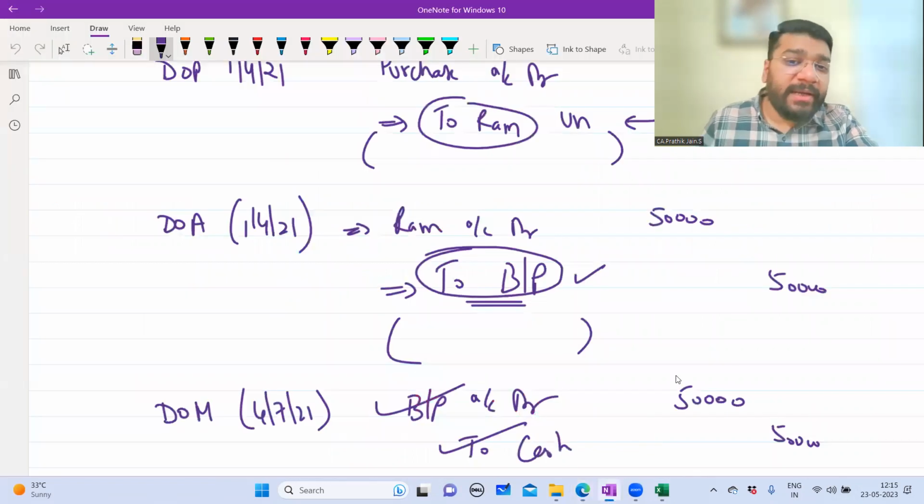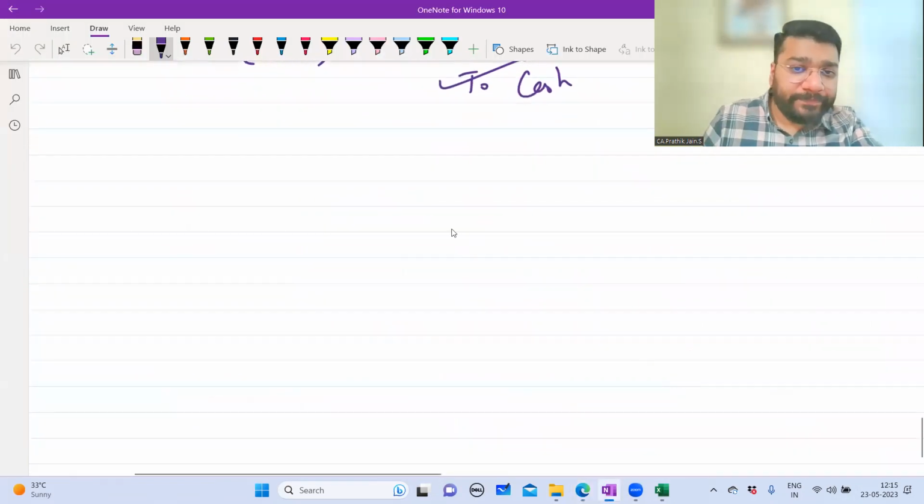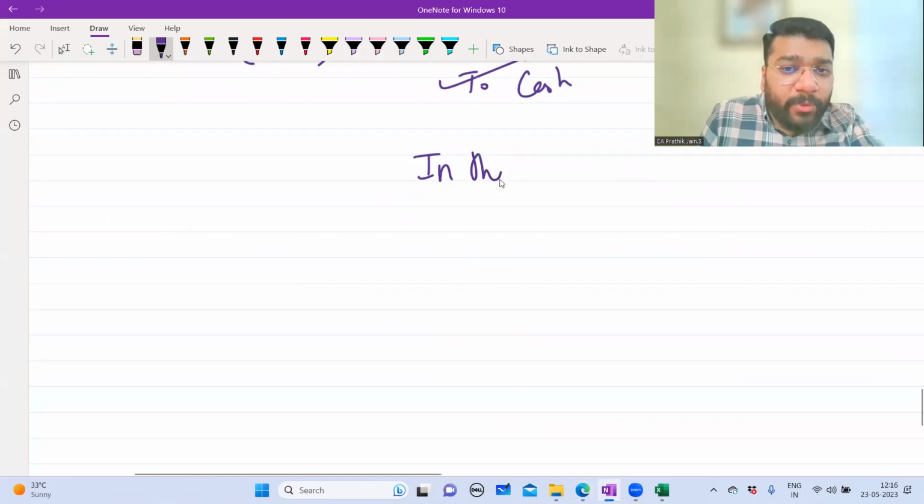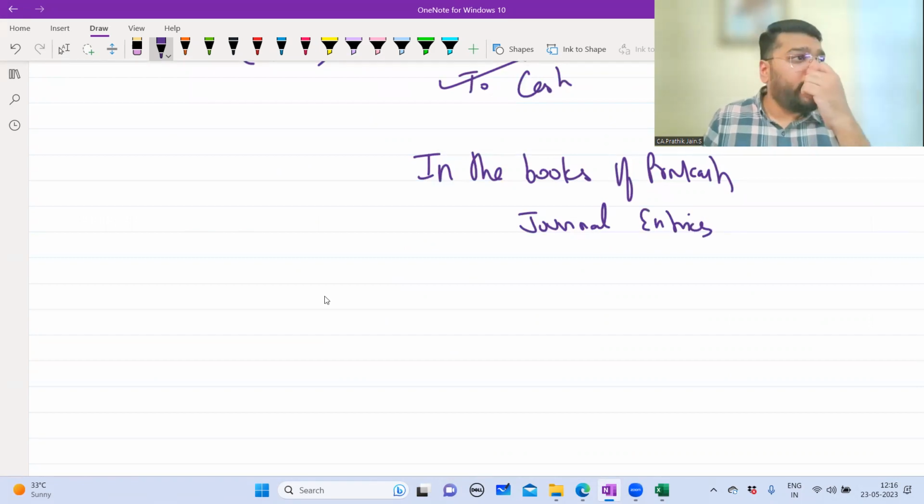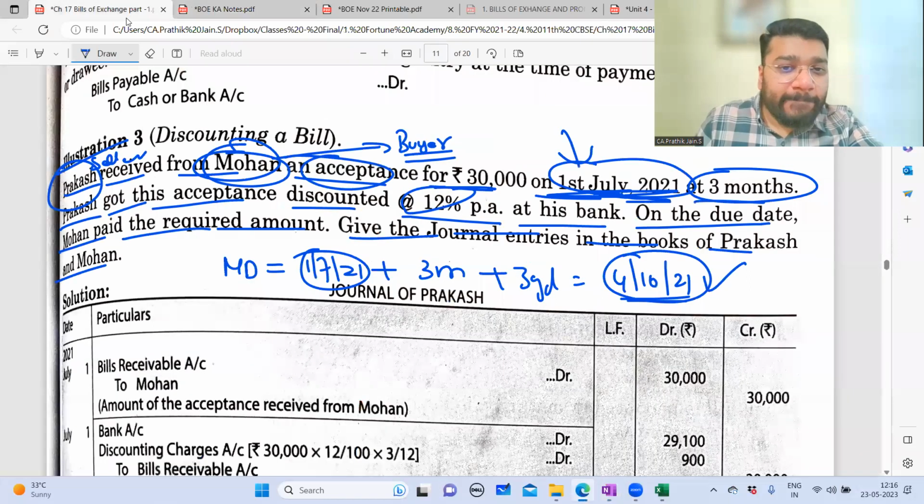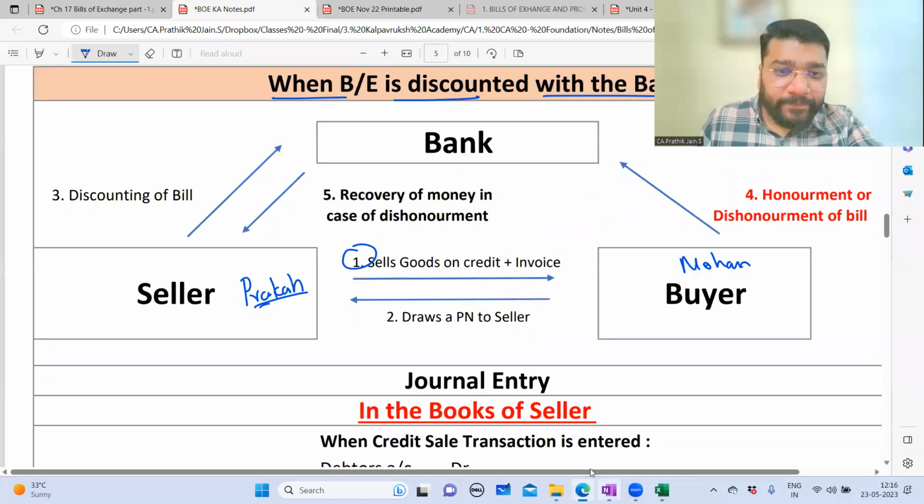So what will be the first journal entry in the books of Prakash? Please write with the proper heading, in the books of Prakash, journal entries. Format is very important. Date, particulars, LF, debit, credit. Now, what is the date of sale? 1st July is the date of sale.